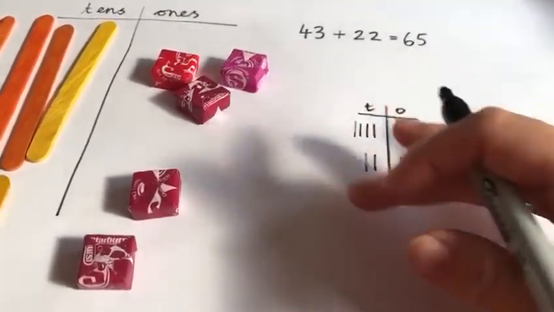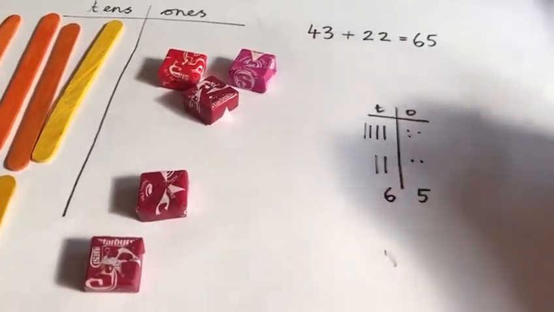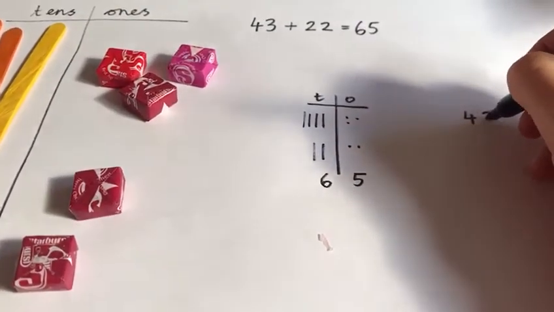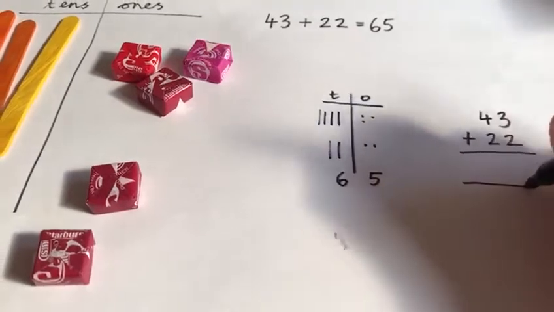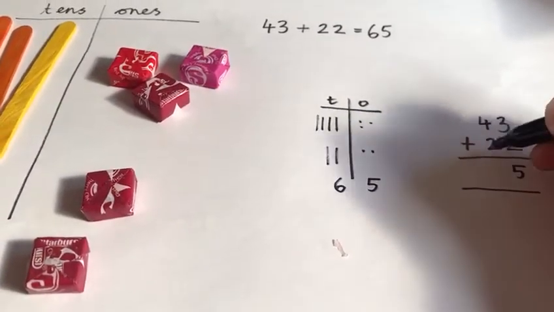Once the children have really got this firmly and can draw out their calculations, we move on in school to the formal method. So then we would show the children how to write the numbers one above the other and add up the ones first and add up the tens.